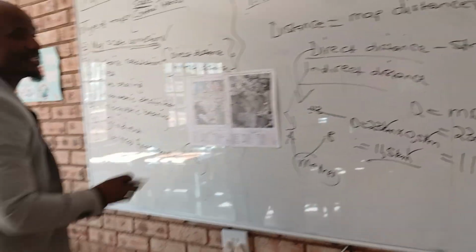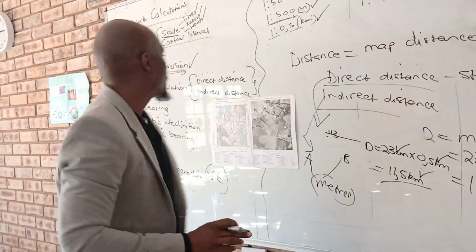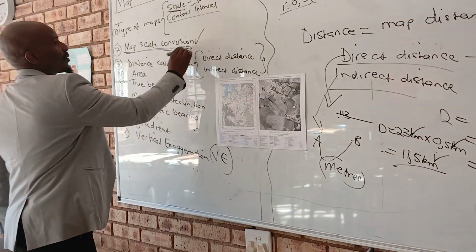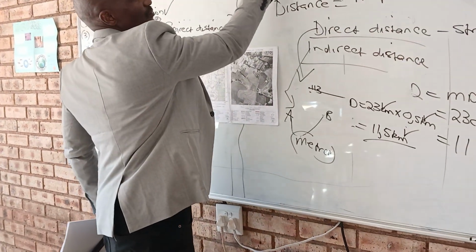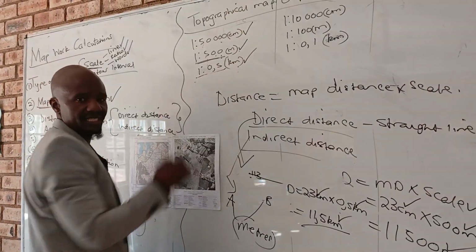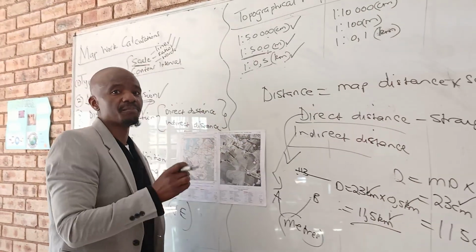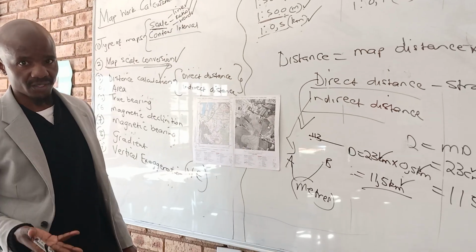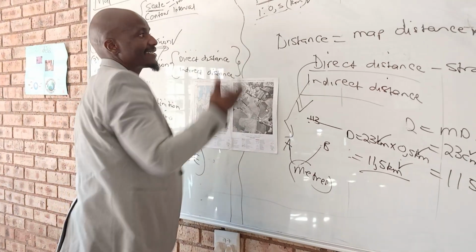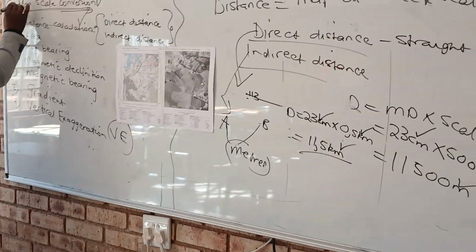So this is all very important. Whenever you are calculating your distance, make sure that you use the correct units of measurement. Before you start with your calculations, make sure you convert all your scales. The first thing, 1 is to 50,000, convert it to meters and to kilometers as well. This is very important because it helps you, especially when you are doing your calculations, to know what exactly to use. Okay, that is calculation of distance and also map conversions.